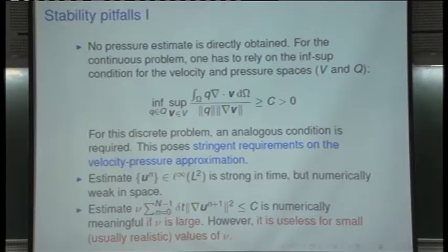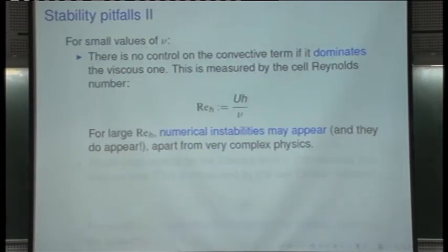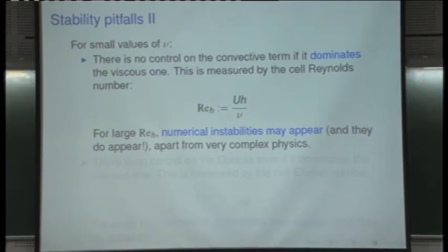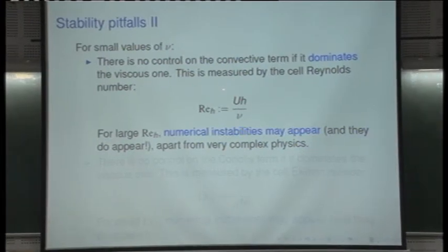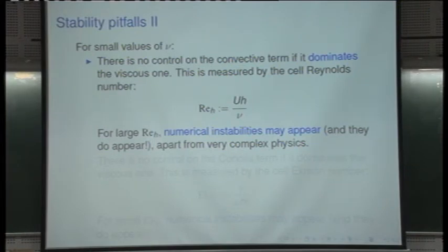And then the comment that I made before: that estimate is strong in time but weak in space, and that estimate is meaningful only if the viscosity is large. And usually it is useless for small realistic values of the viscosity, okay? So what happens? As I said before, we don't have any control on the convective term if it dominates the viscous one. This is measured by the cell Reynolds number, which is just the Reynolds number, but replacing the length scale by the element size, okay?